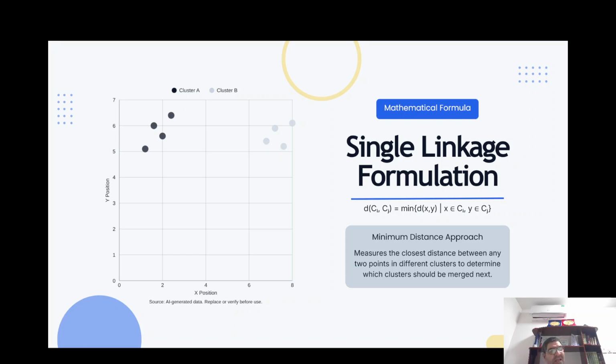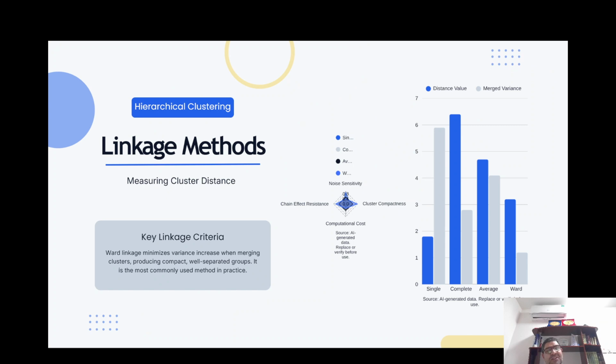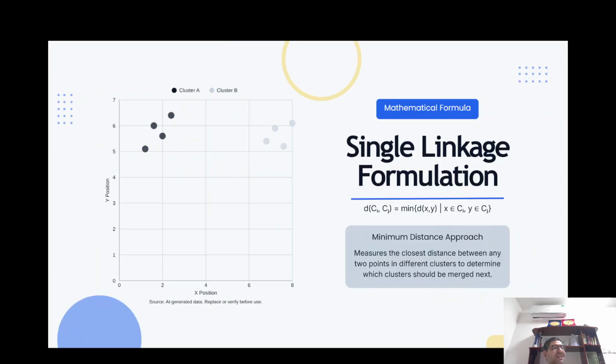The other one is Ward linkage. Ward linkage means there is not a single point; there will be multiple points which will be inferring towards the merging, and based on that, variance will be minimized if you are using Ward linkage. But the single linkage formulation uses a single point.